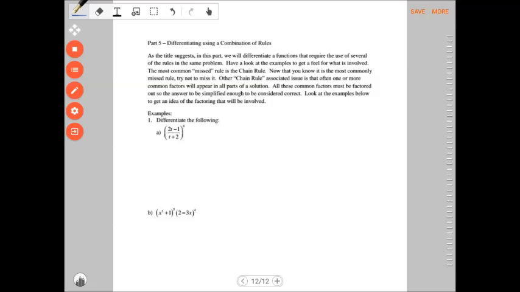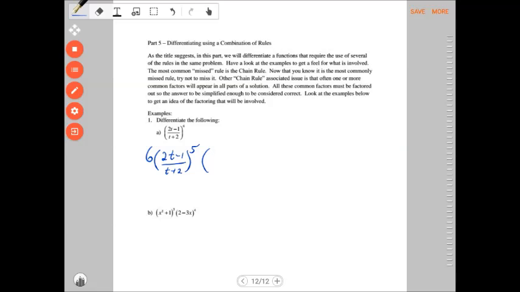So number 1, the first thing we're going to notice is that there's a quotient going on here, but we can't use quotient rule just yet. That 6 has to come down, and you get 2t minus 1 over t plus 2, all to the 5th. Now we have to differentiate the inside, so now we have to do the chain rule. Well, the chain rule for this is a quotient rule.